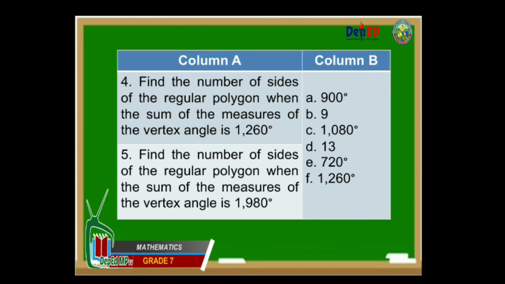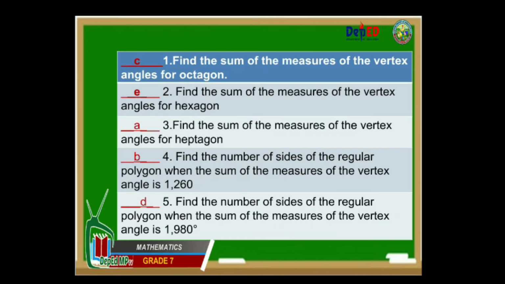Letter B, 9. Letter C, 1080 degrees. Letter D, 13. Letter E, 720 degrees. Letter F, 1260 degrees. And here are the answers.